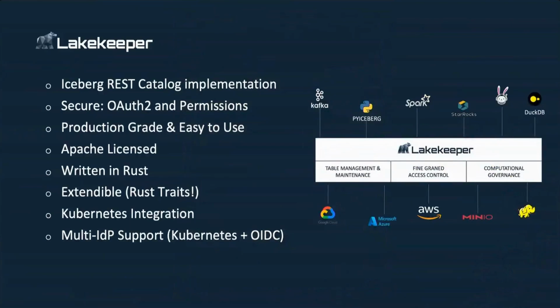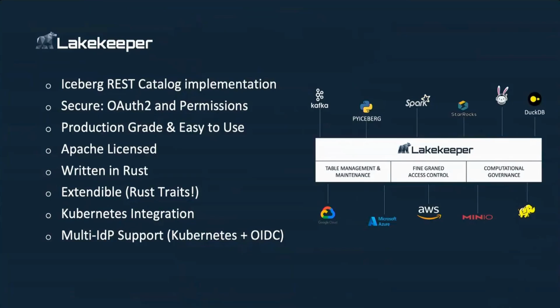So what's Lakekeeper? Just this one slide, and then I'm pretty much done. Lakekeeper is an Iceberg REST Catalog implementation. As you've just seen, it's completely open source, it's Apache licensed, and it's secure out of the box, right? So we come with OAuth, we come with permissions. That's something that not everybody does, especially not in the open source space. And it's extendable, it's Rust. We have a lot of Rust traits that you can use. Because it's Rust, it's a small binary.